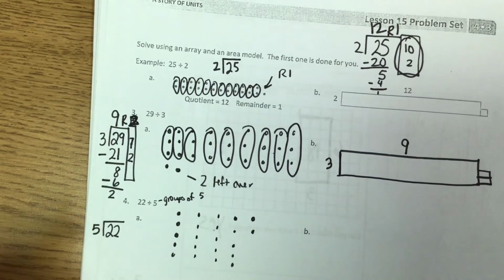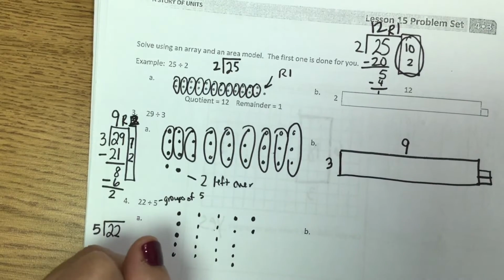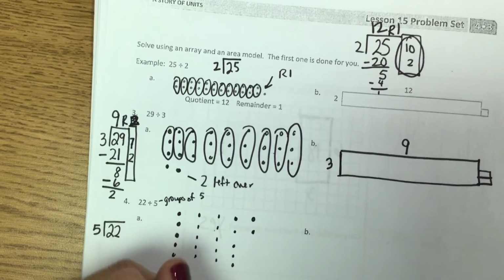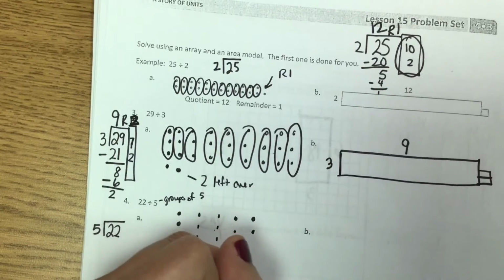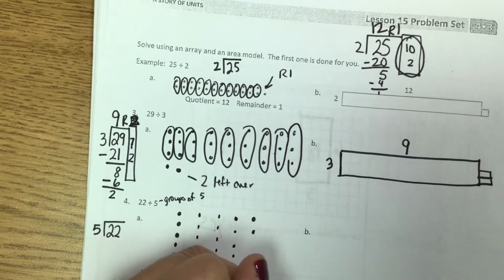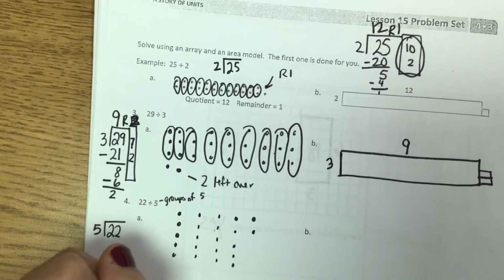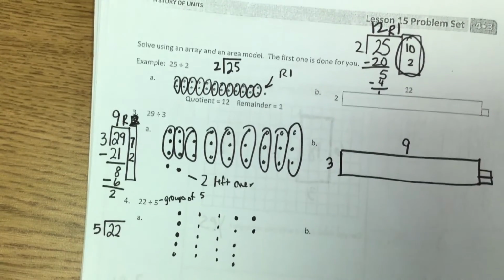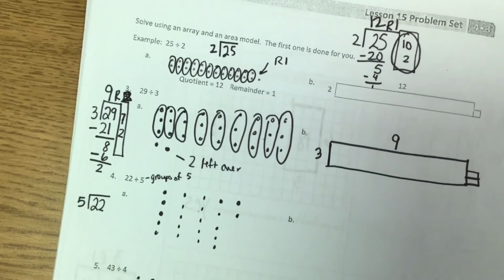Down here, 43. So let's say I have 43 pumpkins. 1, 2, 3, 4, 5, 6, up to 43. All right, and the numbers just keep getting bigger. 59. So let's say I have 59 pumpkins.